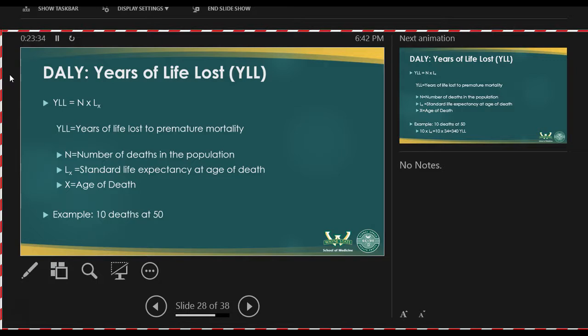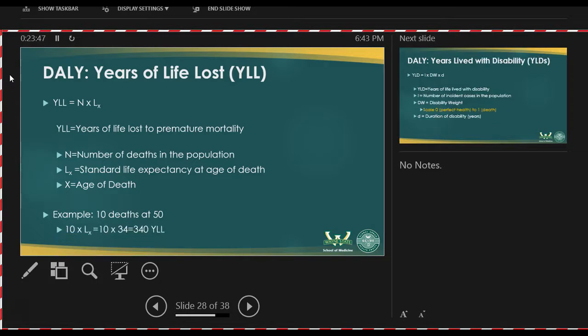So when you open your, there's a diagram, actually, from the WHO in 1993, in the report they came out with the dailies. So in the diagram, at the age of 50, you can find out what the standard life expectancy is, and in this case it's 34. So 10 into 34 is 340 years life lost. So that's how you find the YLL.